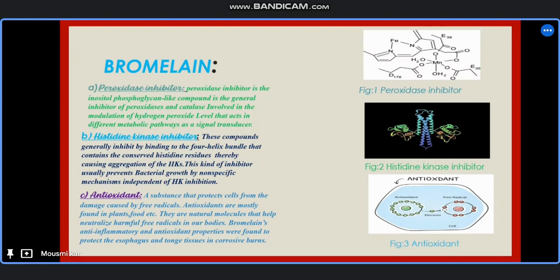Next, antioxidant, a substance that protects cells from the damage caused by free radicals. Antioxidants are mostly found in plants, foods, etc. They are natural molecules that help neutralize harmful free radicals in our bodies. Bromelain's anti-inflammatory and antioxidant properties were found to protect the esophagus and tongue tissues in cursive bones.